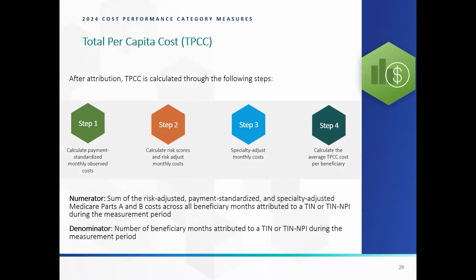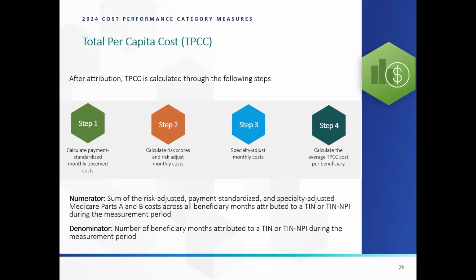The TPCC measure is calculated with the following steps. First, you calculate the payment standardized monthly observed costs. Then we calculate the risk scores and risk adjust monthly costs. Third, we specialty adjust monthly costs. And then finally, we calculate the average TPCC cost per beneficiary.